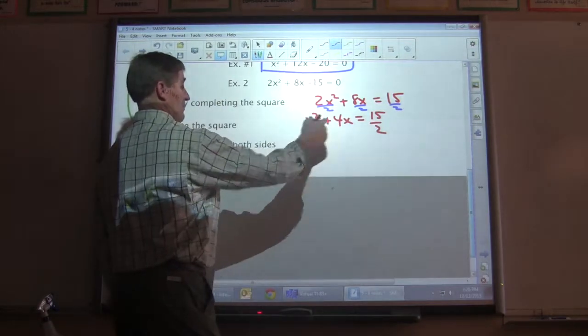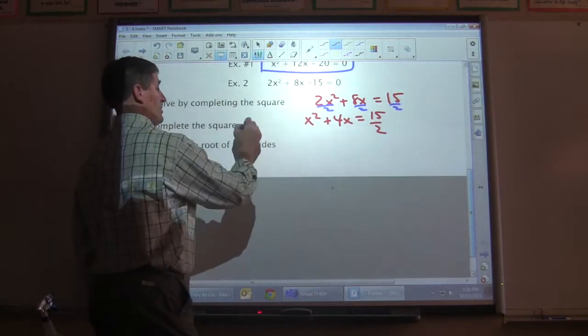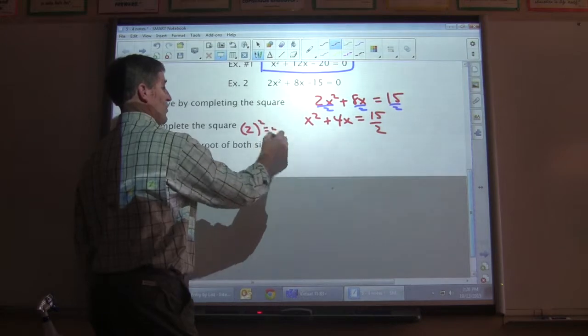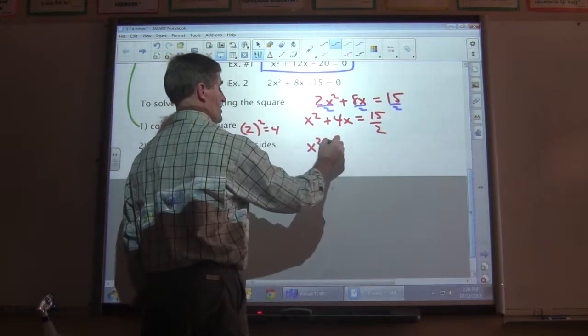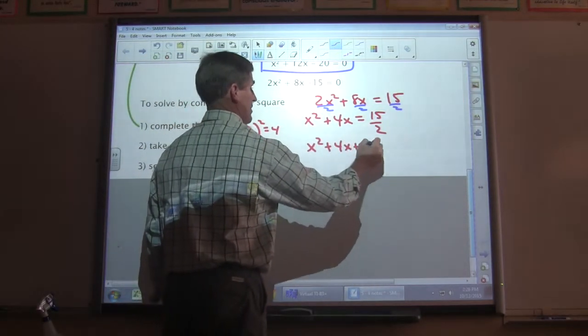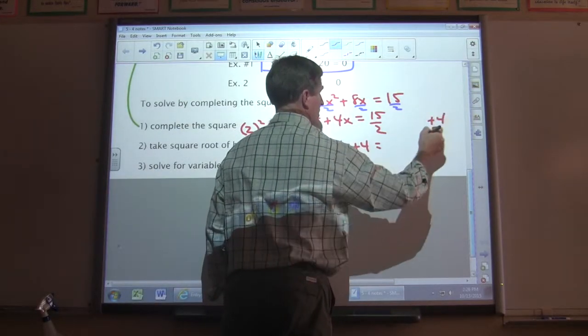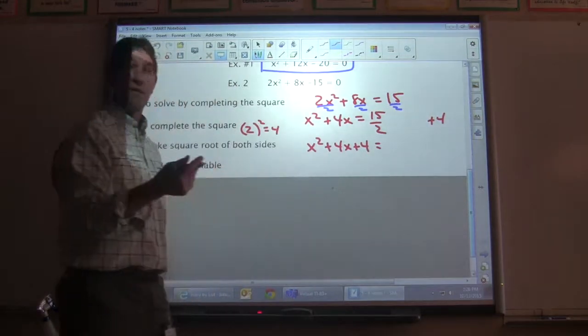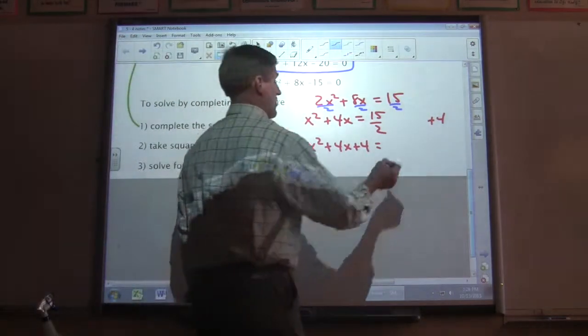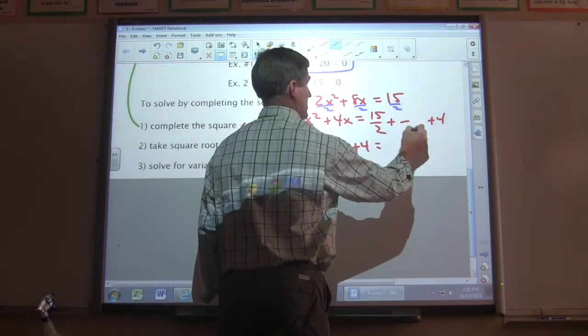Then we have to take half of 4. Half of 4 is 2. Square that, which is 4. And so we add 4 to both sides. Now, with a fraction, we're going to add 4. To add fractions, we have to have a common denominator. So I'm going to change this into halves.